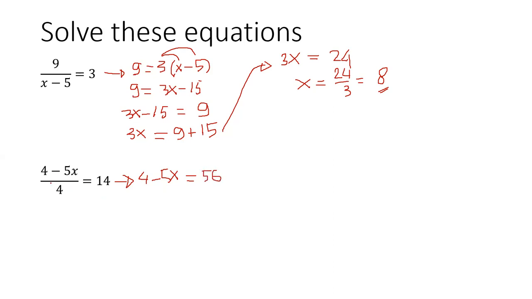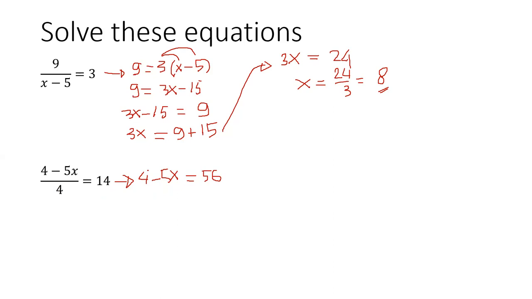So from division become multiply. In the previous case, from multiply, from 3 times x become 24 divided by 3, from multiply become a division. In this case, from division become multiply.